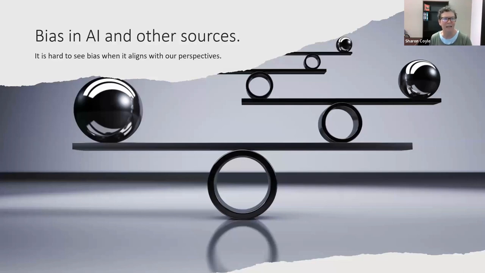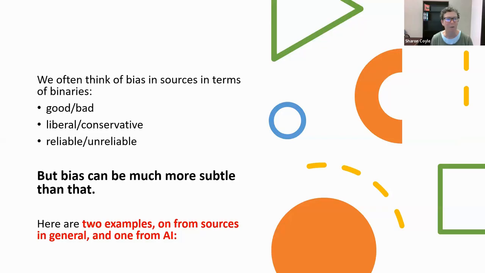So, bias in AI and other sources: it's really hard to see bias when it aligns with our perspectives. And I think that's pretty obvious. We often think of bias in terms of binaries: good, bad, liberal, conservative, reliable, unreliable. But bias can be much more subtle than that. So here are two examples. That should say one, not on. Sorry, that's a typo I just noticed. One from sources in general and one from AI.